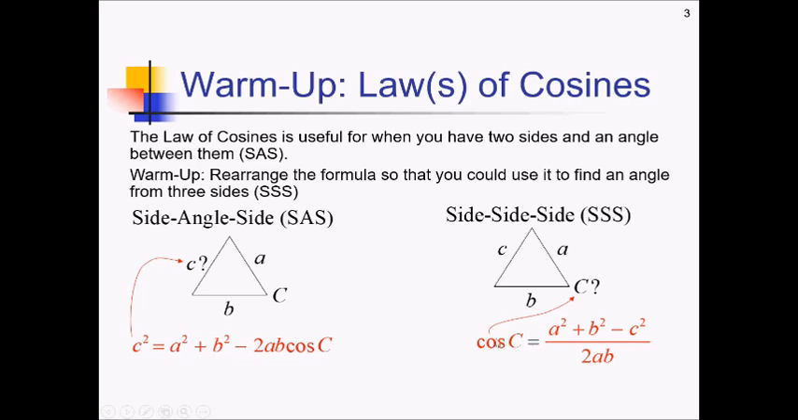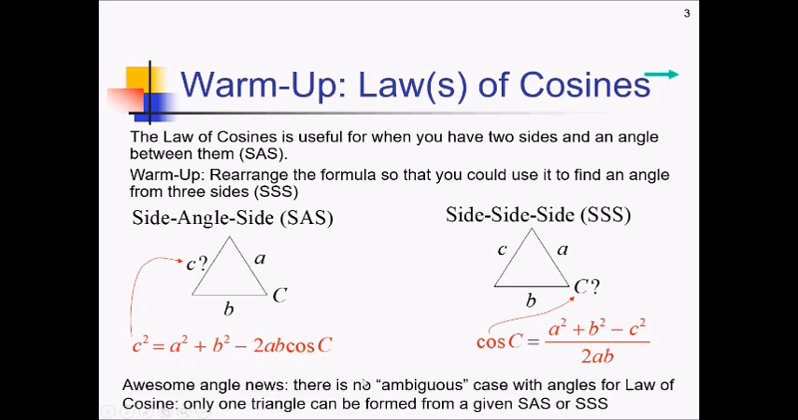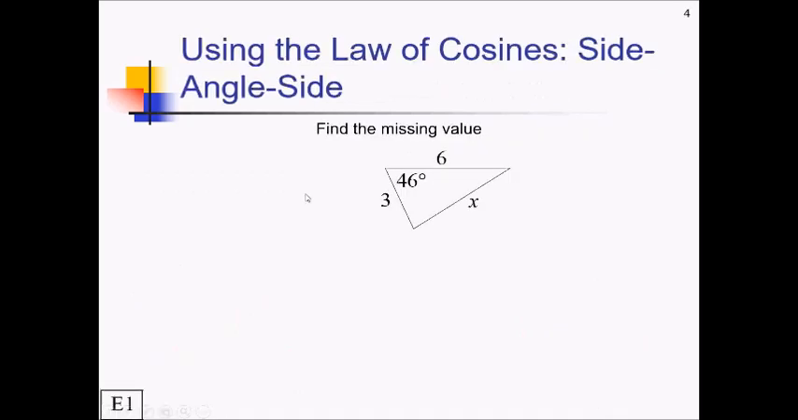Another reason this is kind of nice is that it works in non-right triangles, and unlike the law of sines, and this is the awesome angle news, there is no ambiguous case with law of cosines for angles. Only one triangle can be formed given side angle side or a side side side situation. So you don't have to worry about there being an alternate answer you have to check for. Whatever you get by the law of cosines in terms of angles is just the one answer. Now that we've gotten an introduction to the two versions of the law of cosines, everything that follows is pretty much just putting that into practice.